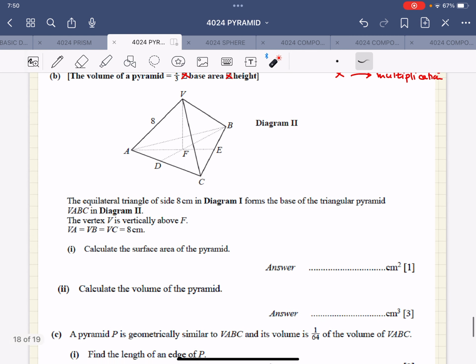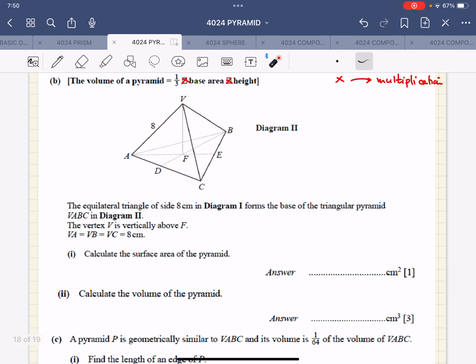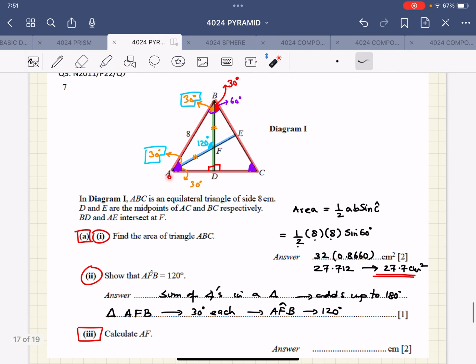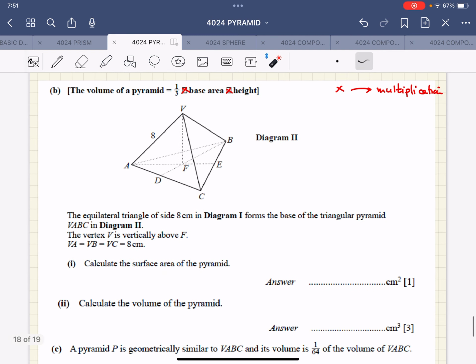Now it says the other dimensions are given. This is 8. AF is known. We just calculated it. Calculate the surface area of the pyramid. And then it says VABC in diagram 2. Now we have AC. Let me first label it. We have AC as 8, we have this thing as 8, we have BC as 8. So let me choose a red color. AC is 8, BC is 8, AB is 8.